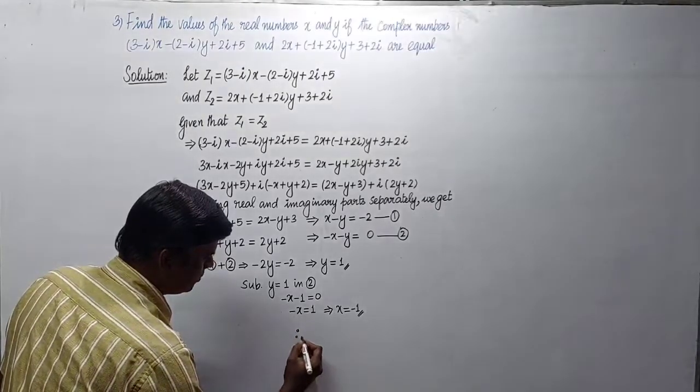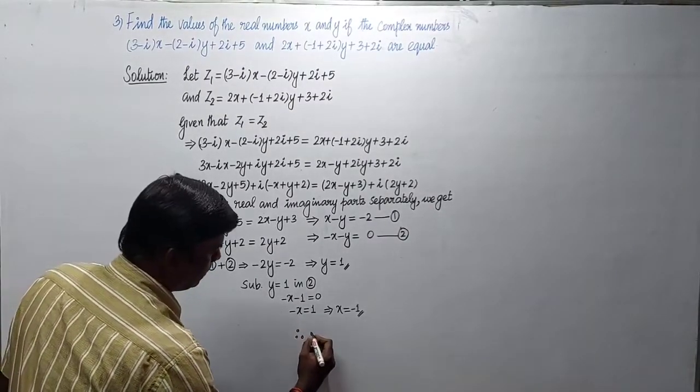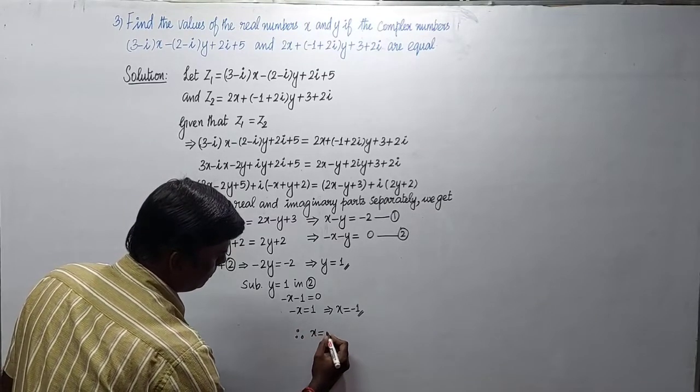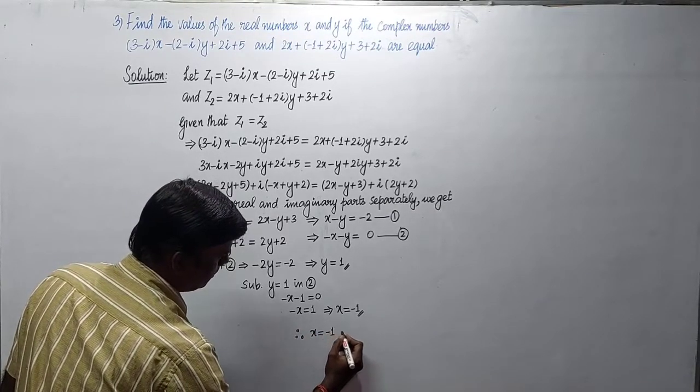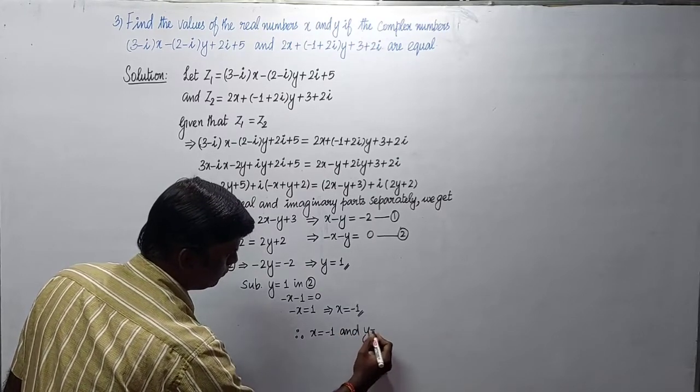So therefore the real numbers x and y are x is equal to minus 1 and y is equal to 1.